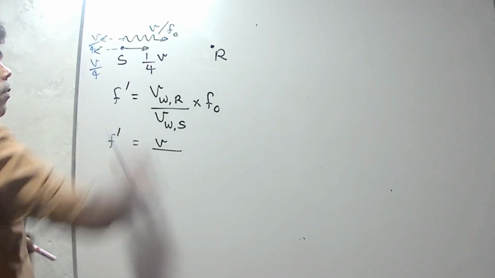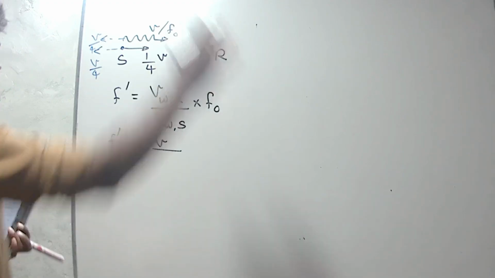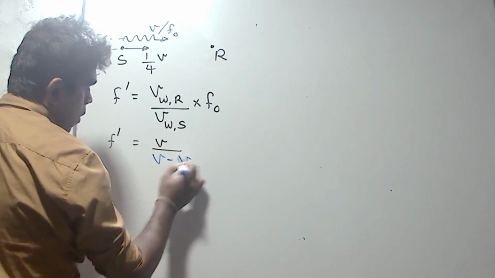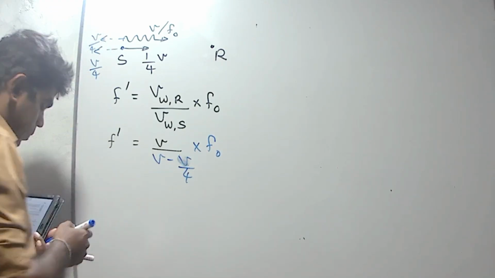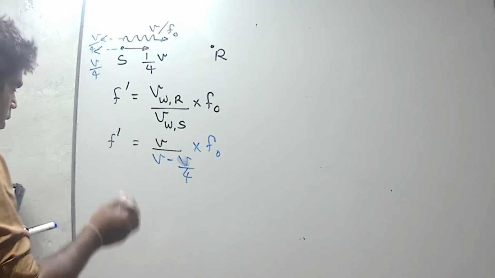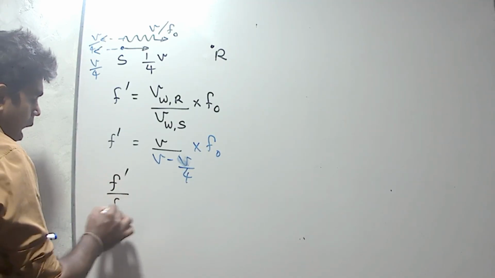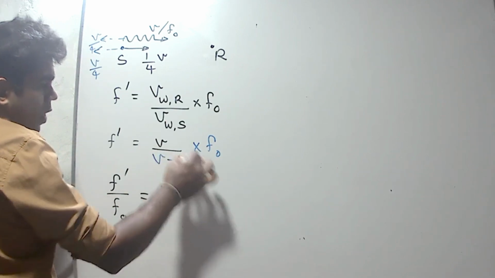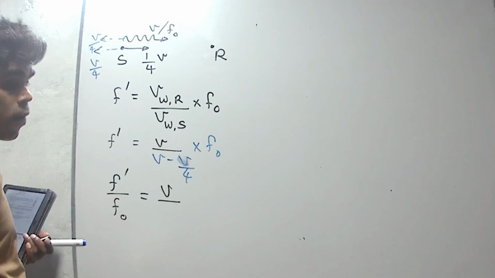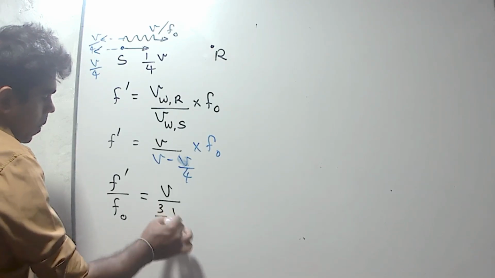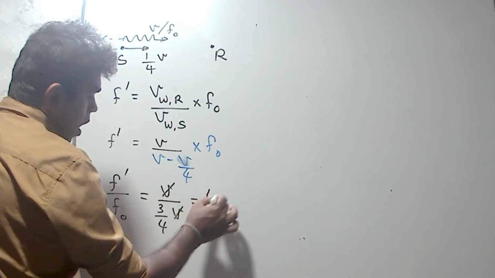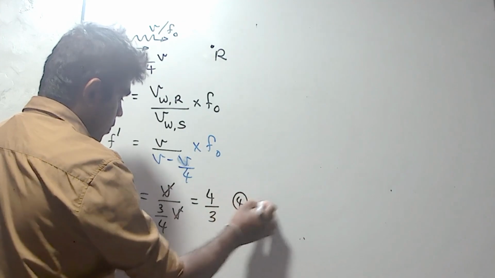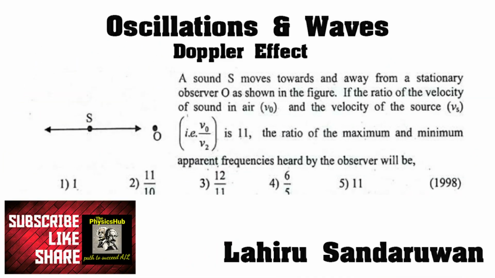These two velocities are in opposite directions. Therefore, we have to subtract: V minus V over 4, times F0. Now we have to find the ratio between the apparent frequency and the real frequency. V divided by V minus V over 4 is V divided by 3 over 4 of V. Then we can cancel out V and V. The answer should be 4 over 3.